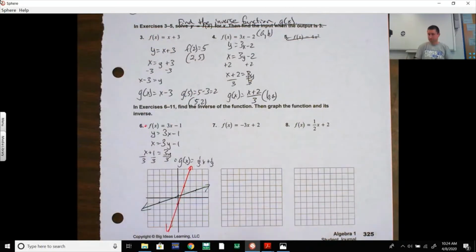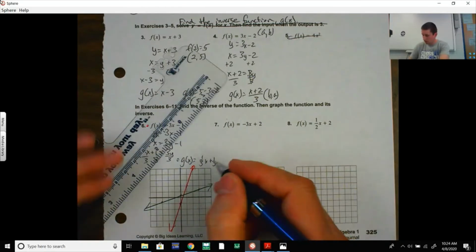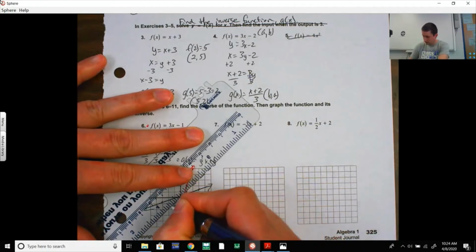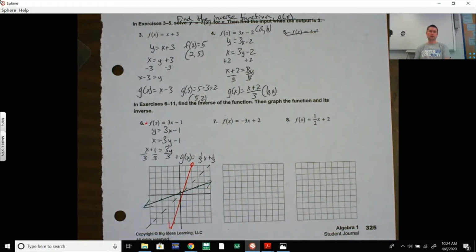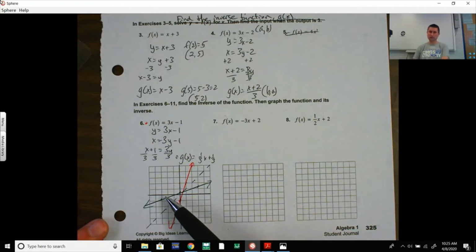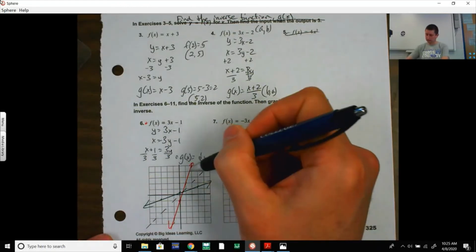There they are. Now, your checkpoint for the graphs is if you draw a diagonal line. This is y equals x, y equals 1x. This is called the identity function. And my red and green lines should be symmetric over that. A function and its inverse should be symmetric over this diagonal line. Okay, and if they're not, you did something wrong. Okay, so this diagonal line, they should be the same distance.